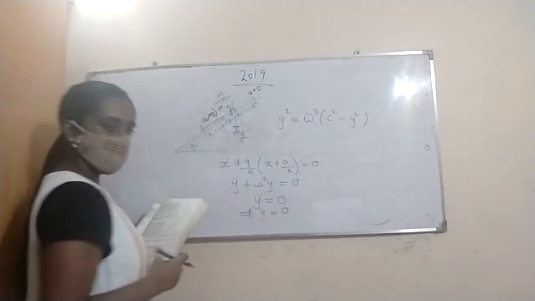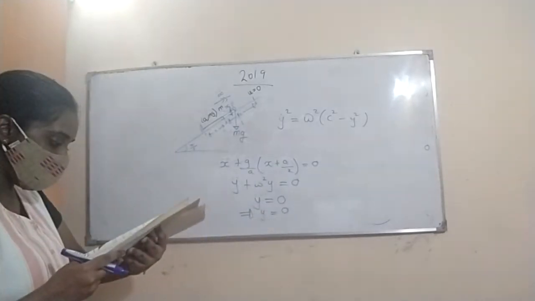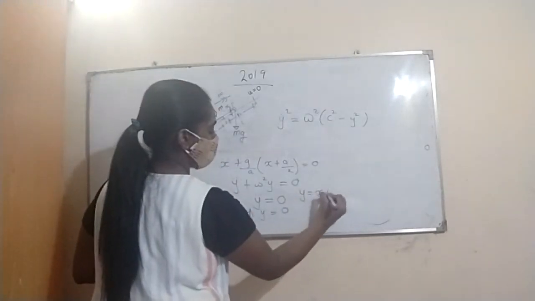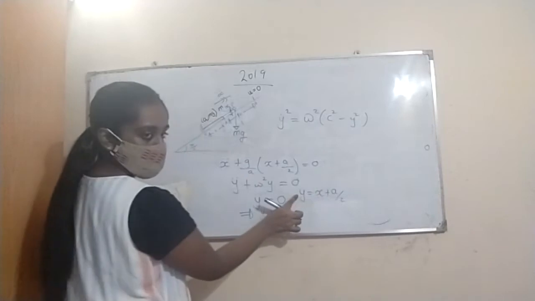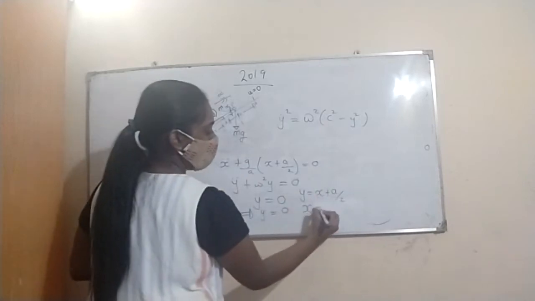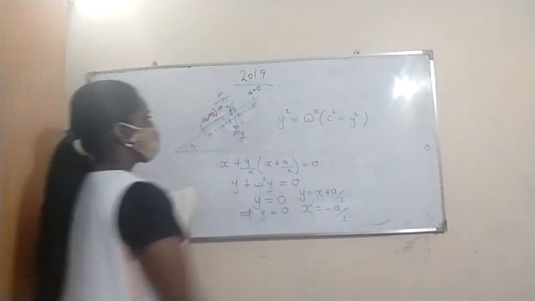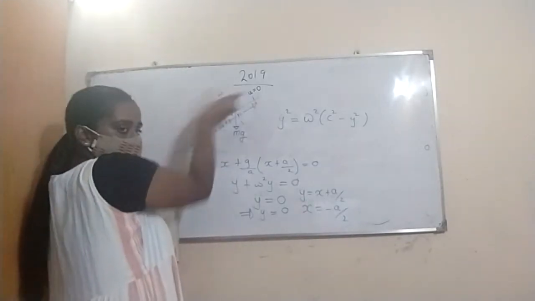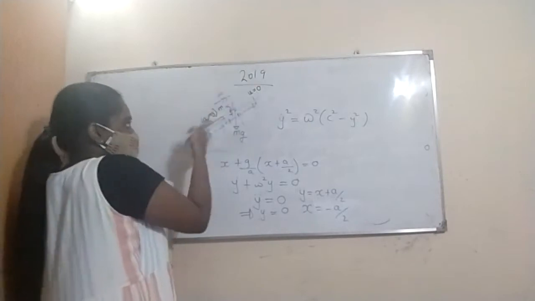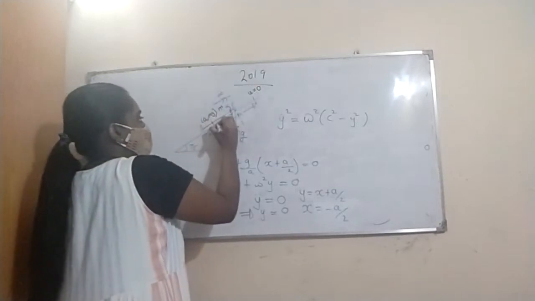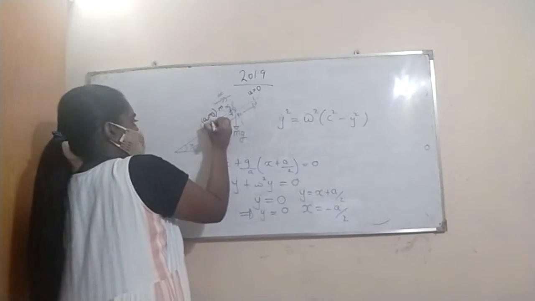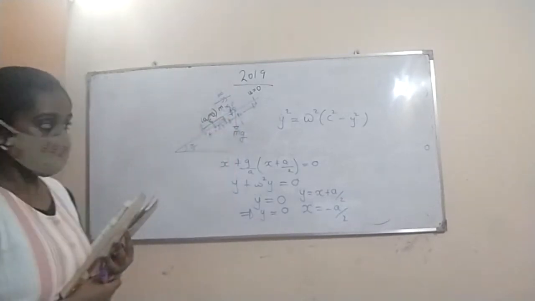So the center, where is it? y is equal to 0. What we know is y is equal to x plus a by 2. So y should be 0 means x should be what? Minus a by 2. Then the center of the above simple harmonic motion: x is measured in this direction, so it is in the opposite direction here, a by 2 only. So the center is here.